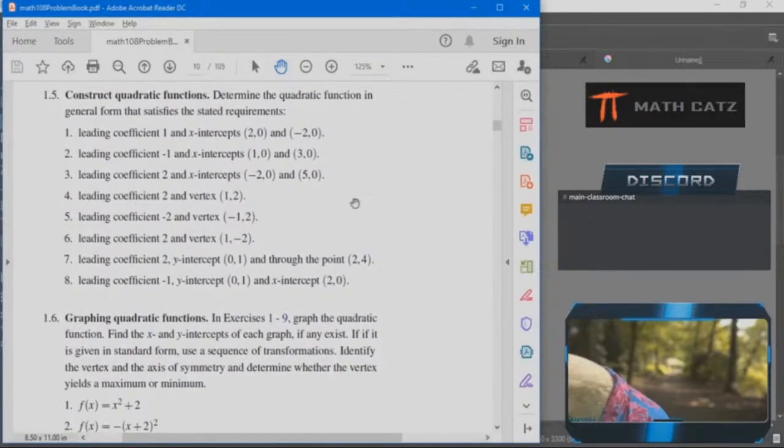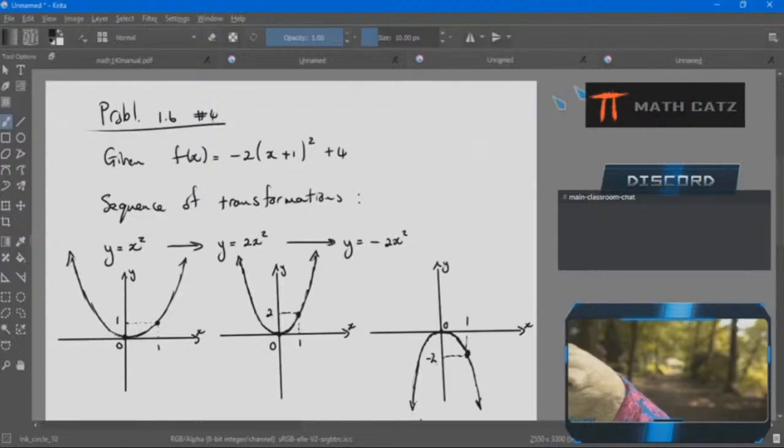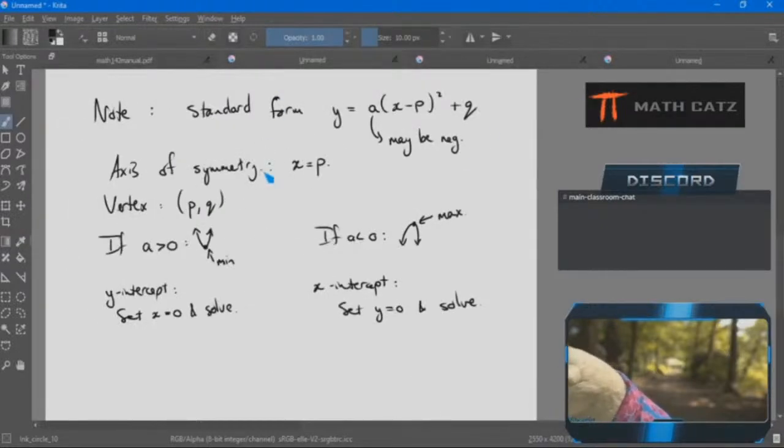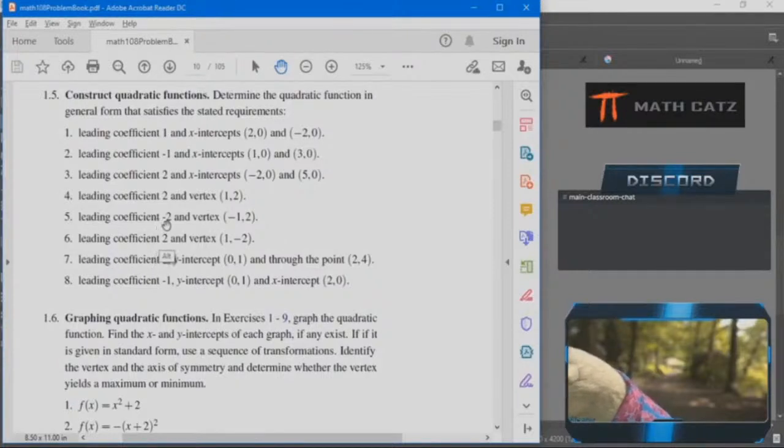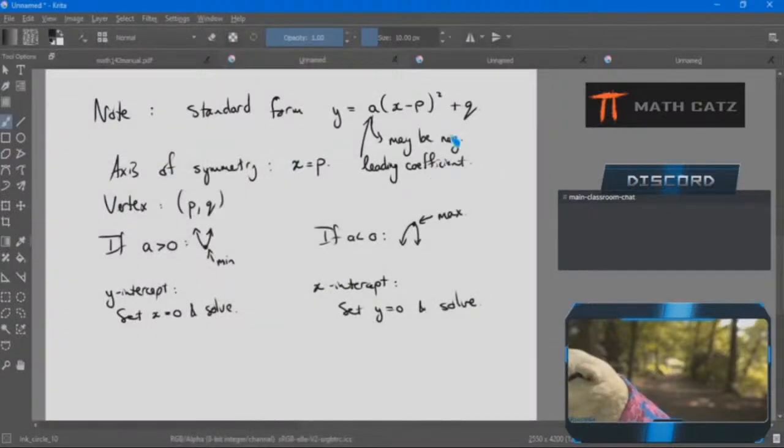Number 5. So I want to make any quadratic function you want as long as it satisfies the requirements. And in number 5, my leading coefficient, which is the A, let me name that. Leading coefficient in 5 has to be -2, and I have a specific vertex. And those things are all the things that I see in my standard form.